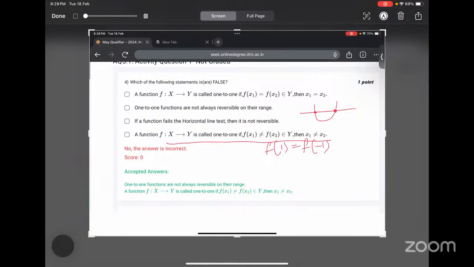Okay. Yeah, if you restrict the domain from here to all, then it will be one-one. But in its original domain, the function will not be one-one, right? So always consider minus infinity to plus infinity. So if they are not asking about any restriction, then you have to consider the original domain. Okay. Got it. Next.